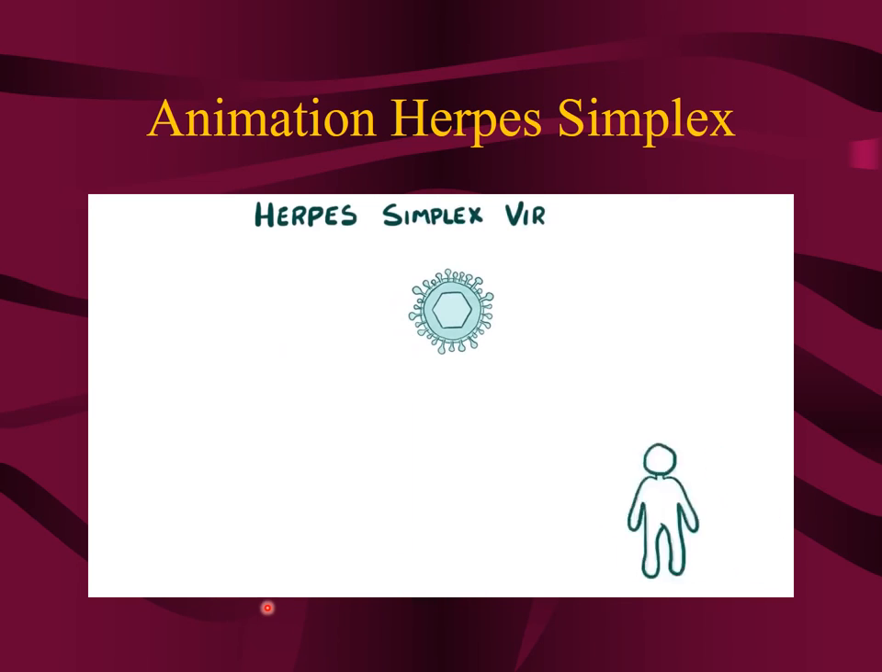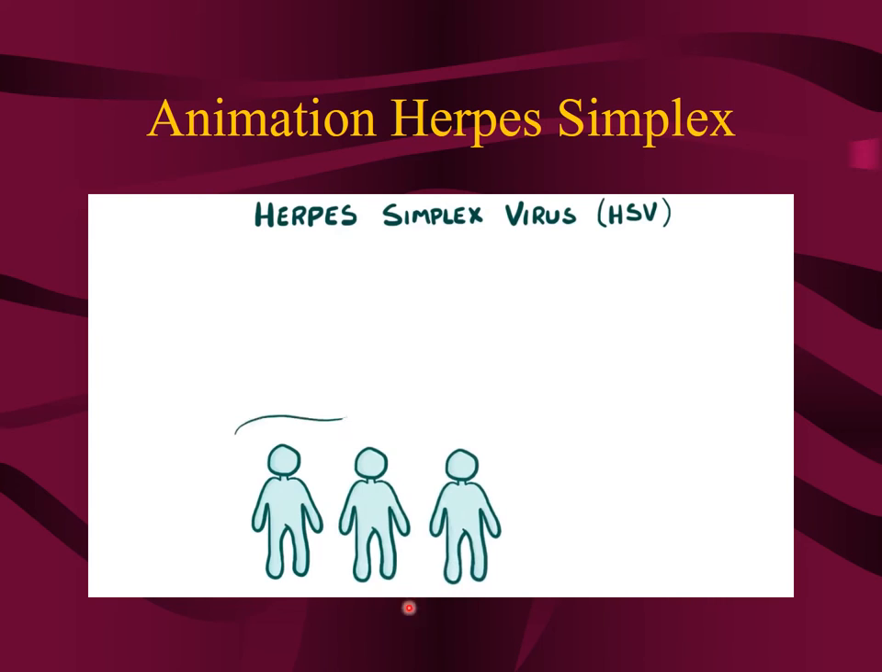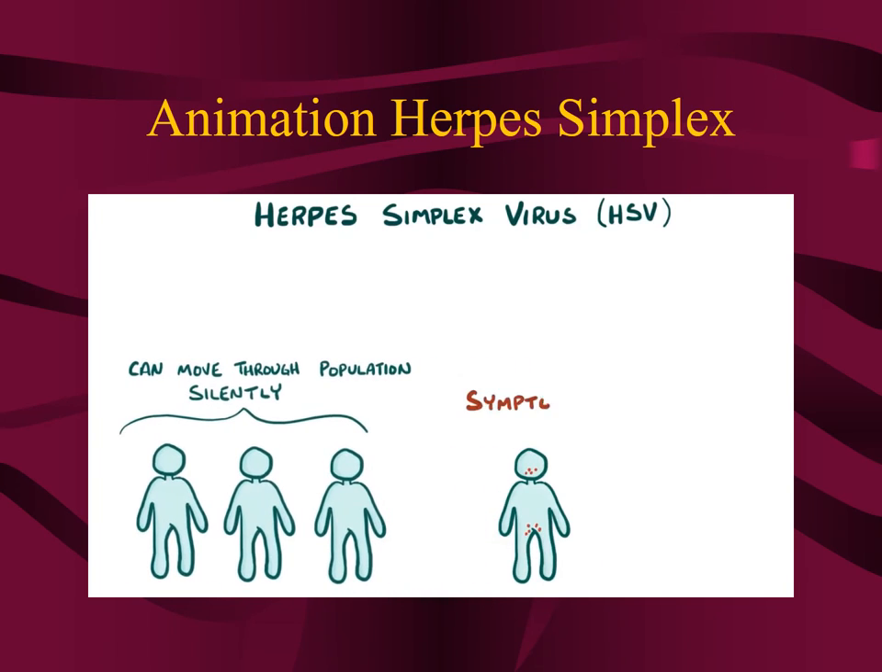When herpes simplex virus, or HSV, infects a person, there are usually no symptoms. In fact, it also usually moves from one person to another in the absence of symptoms. So therefore, it can move through a population silently. Once in a while, though, it can cause symptoms, and typically those are in the form of skin and mucous membrane lesions, which can be divided into infections above the waist, mostly involving the mouth and the tongue, and those below the waist, involving the genitals.